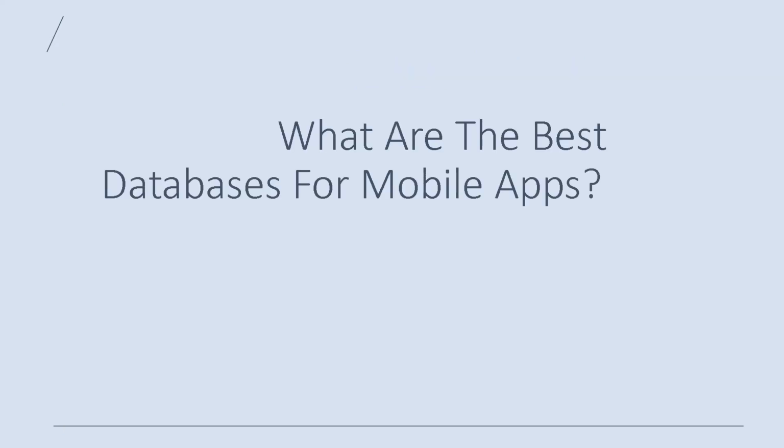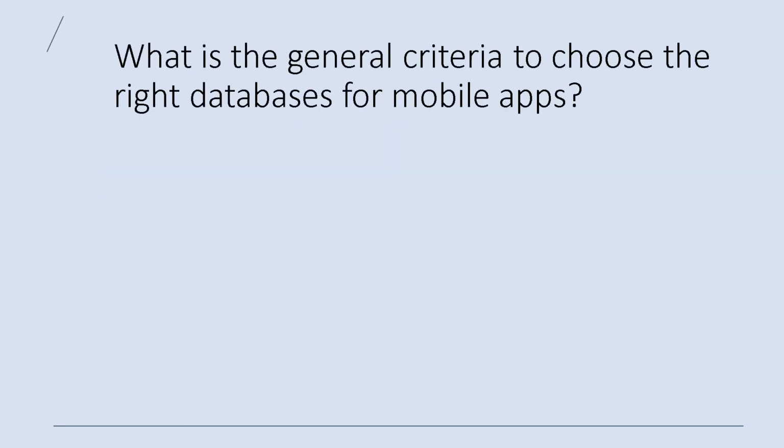There are many available solutions and databases, each one with advantages and disadvantages. We need to carefully choose which one to implement. But what is the general criteria to choose the right database for mobile apps? We need to take into account some points. The structure of the data. The structure points out the way you want to store and retrieve your data.